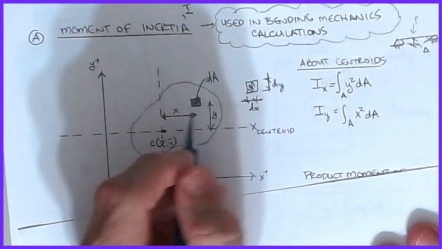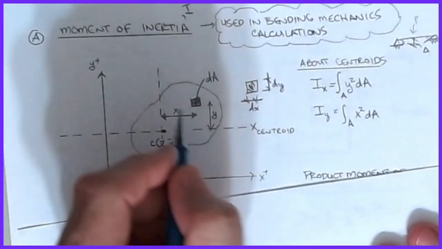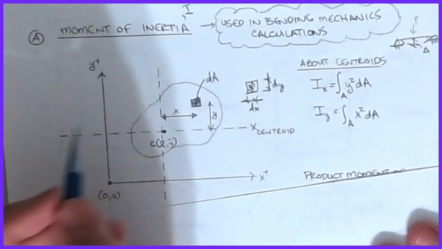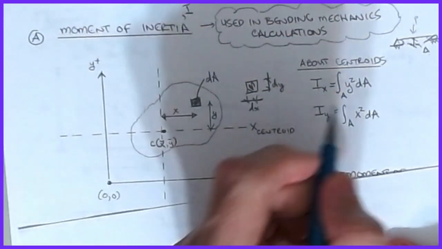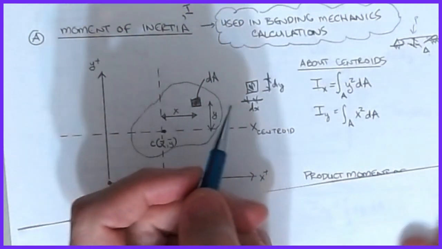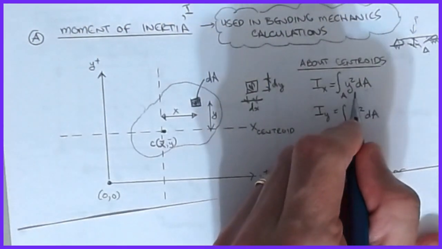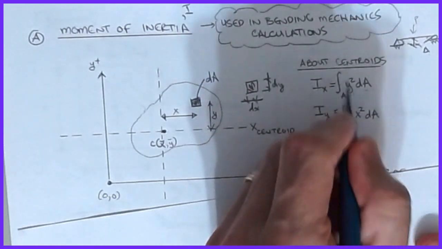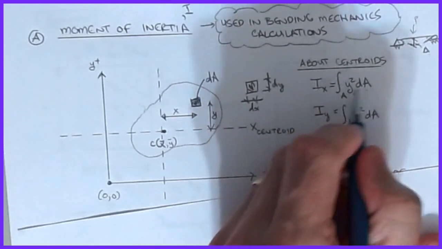So what we're going to do is this integral over the area, which is really just a summation of all of the areas inside this bounded region. It's going to be y squared dA. So now you see why it's called the second moment of area. Here's my area, and then I'm multiplying it by a y squared. That's the second part. It's an area times the distance.